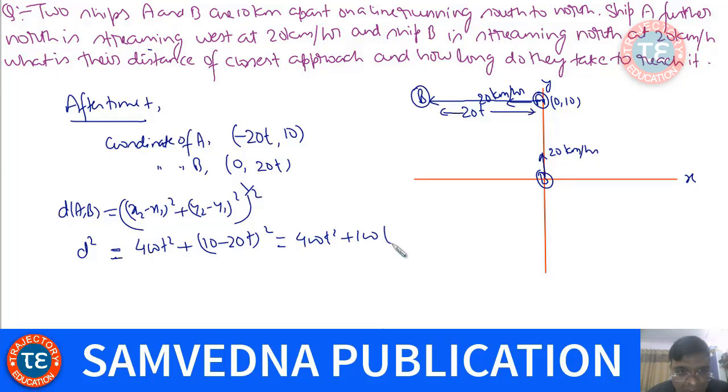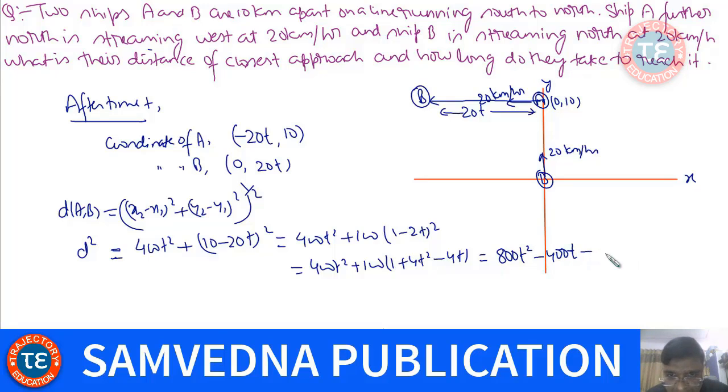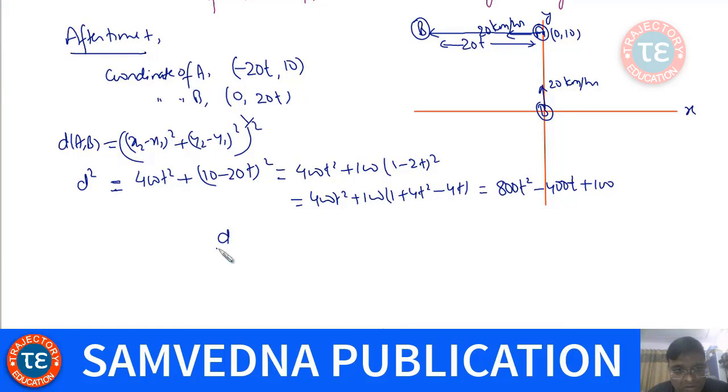So that will give me what? 400t square, and 10 I can take common, so that will be 100 times 1 minus 2t whole square. And this is going to give me 400t square plus 100 times 1 plus 4t square minus 4t. This is 400t square, 400 becomes 800t square, 800t square minus 400t plus 100, and I want the time at which this is minimum.